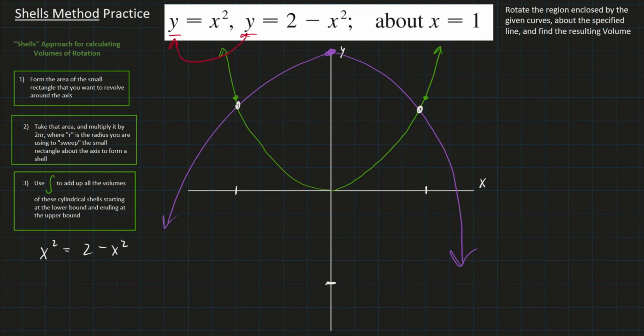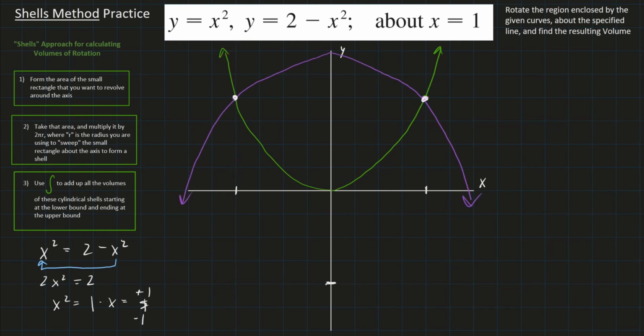I'll add x squared to both sides of my equation to move it to the left. That'll get me 2x squared is equal to 2. Divide by 2, x squared is equal to 1. And therefore x will equal plus 1 and minus 1. So if I plug -1 and 1 into either one of my equations, my y will be 1. So here are my intersection points.